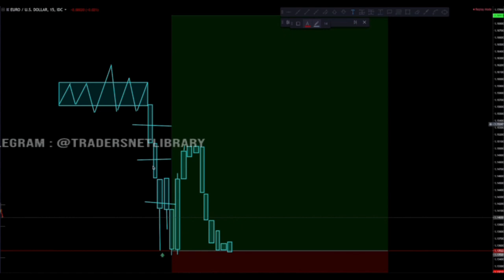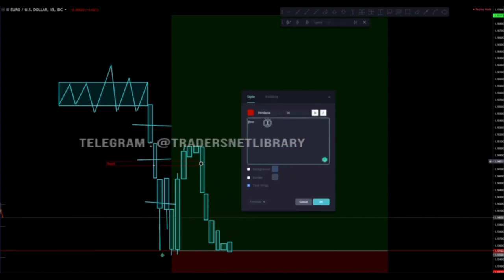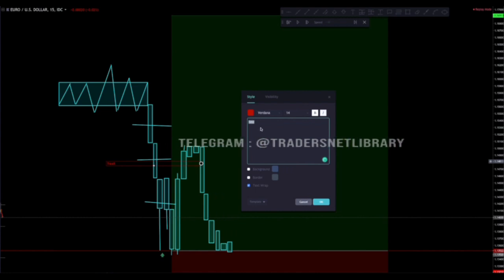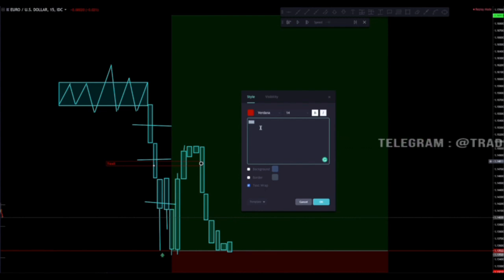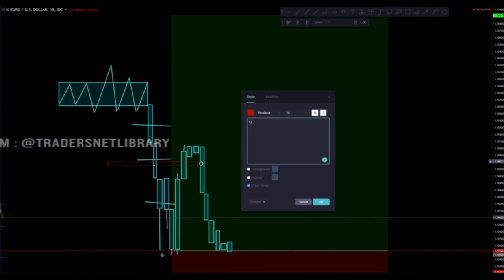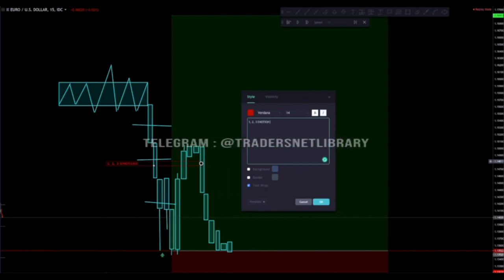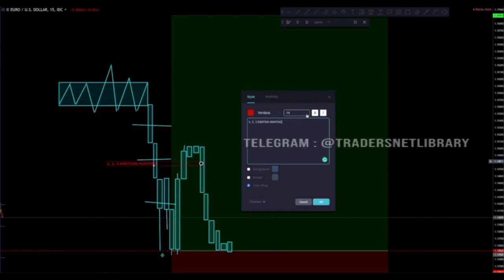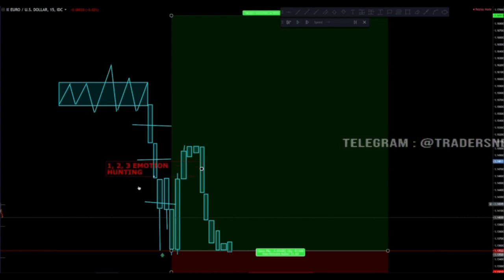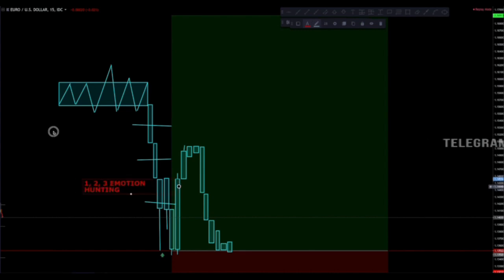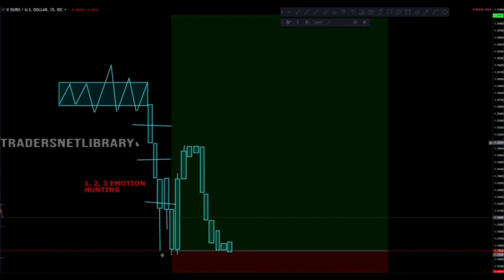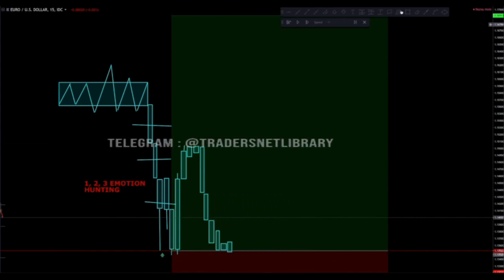Let's get text on. So I'll write something for you. Sorry, let's wait for my keyboard to turn on. All right. So the first push, and the second push, and the third push. Emotion hunting. They hunt emotions. Because all you see is making money, so they want emotion from you. So you can take shorts right here, right here, right here, and then boom, they're just going to reverse.